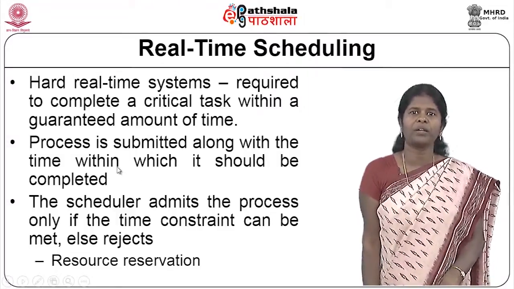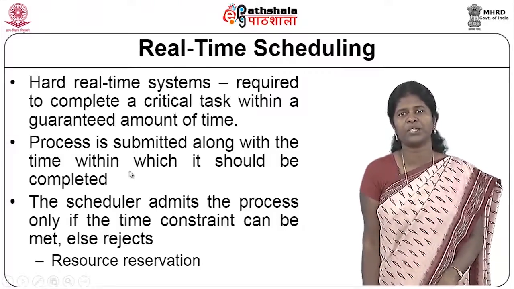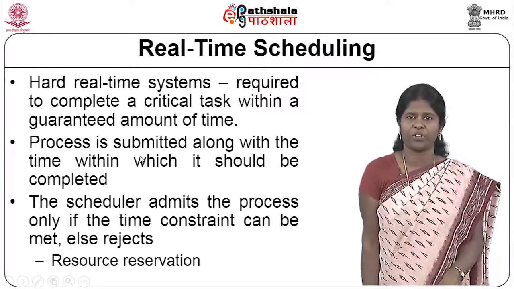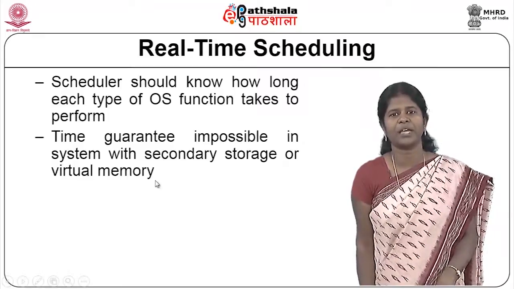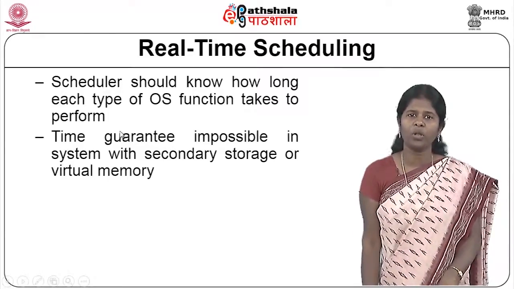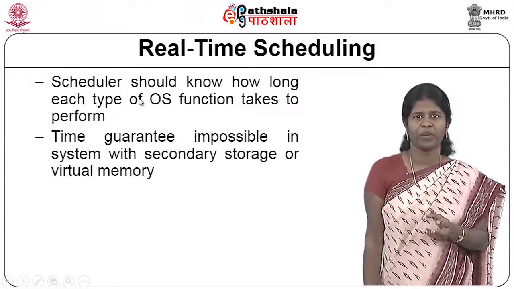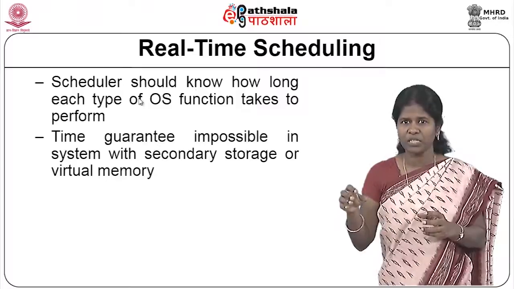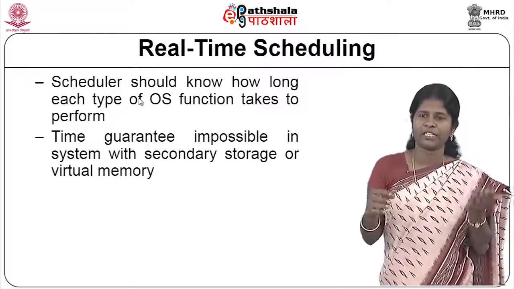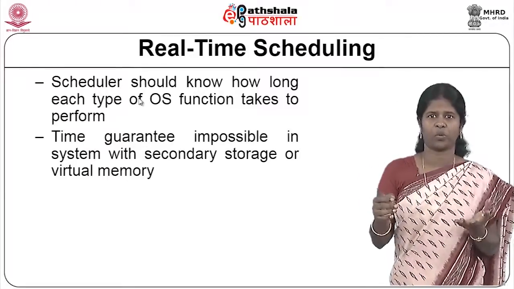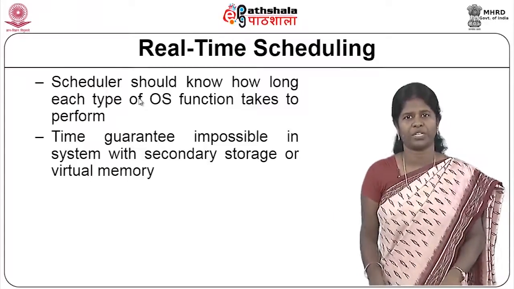That depends on the resources that are available and the resources the process is requesting, and this is called resource reservation. But the problem here is that the scheduler should know how long each type of OS function takes to perform. Only then will it know that this process needs so many resources and so many functions to be performed, and each of these functions will take so long, and then based on that the scheduler can decide whether this process can be admitted or not.